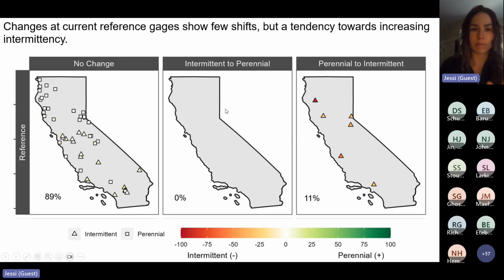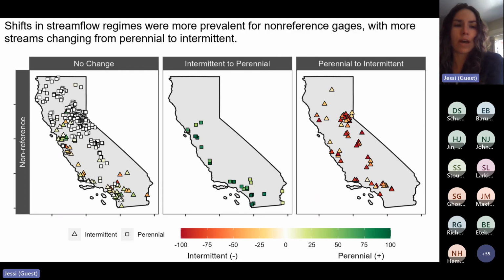We saw that no streams were predicted to be intermittent but changed to perennial. So we had no streams that were moving towards a wetter regime. But we did see evidence that streams that were predicted to be naturally perennial move into our intermittent classification. And that occurred 11% of the time, although a very small percent, still showing some evidence of drying, even in these natural conditions. But the story looked very different when we looked at our non-reference gauges.